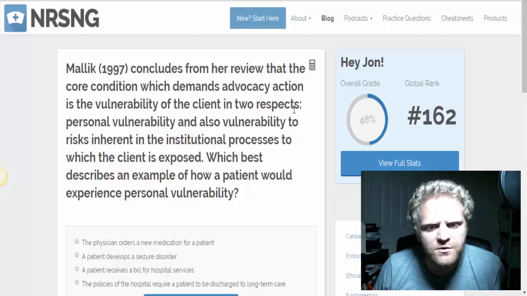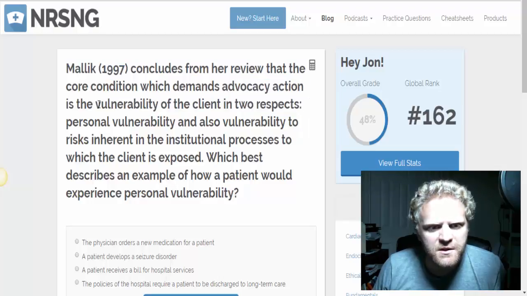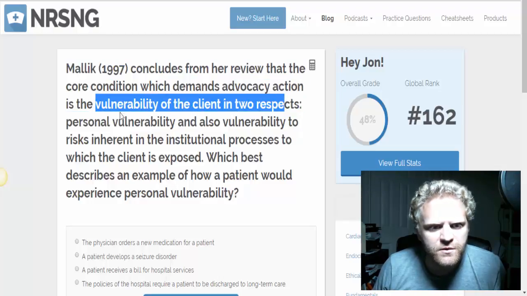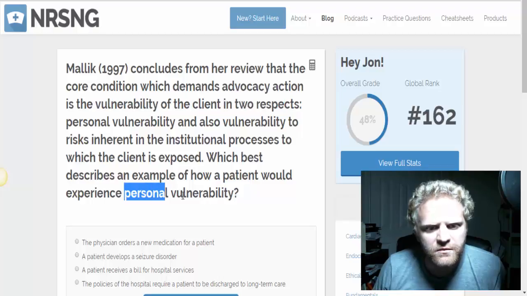vulnerability of the client in two respects. All right, so that's a lot of wording there, but let's look at what we're trying to find out here: patient vulnerability in two respects. So personal vulnerability and also vulnerability to risks inherent in the institutional process to which the client is exposed. Which best describes an example of how a patient would experience personal vulnerability?